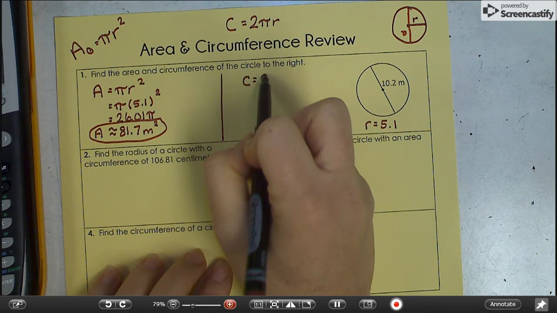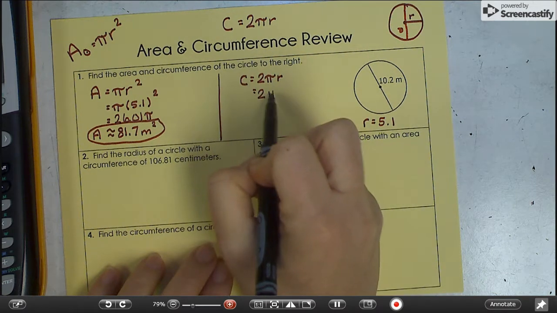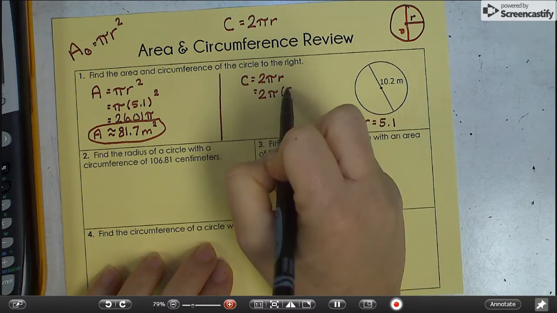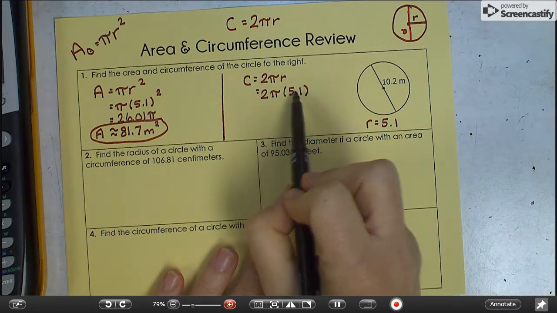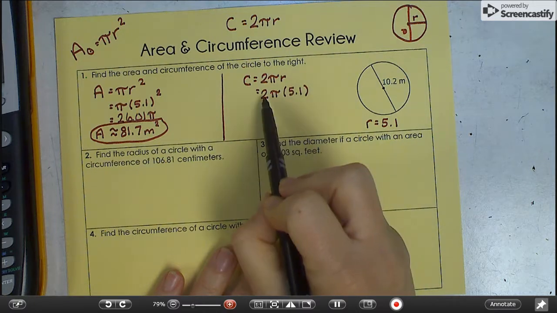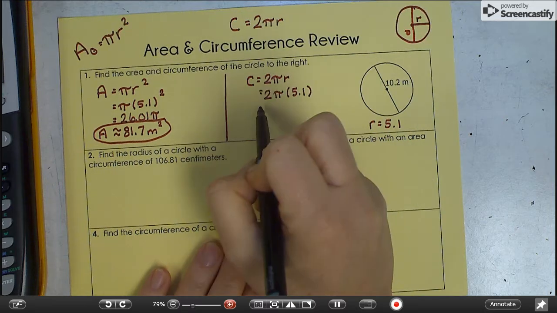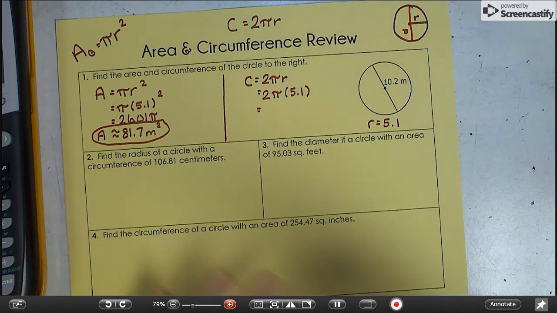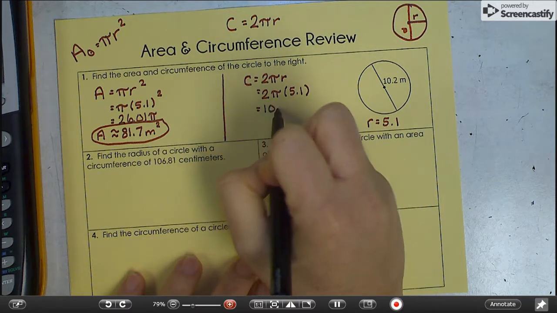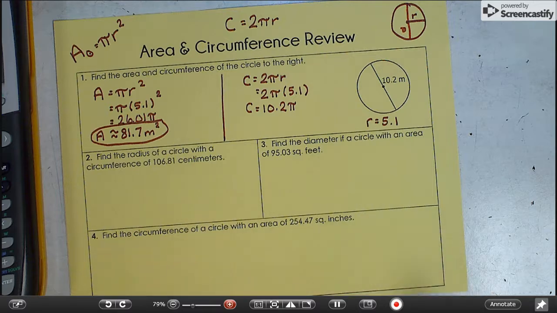Circumference is 2 times pi times the radius. So 2 pi times 5.1. Because of the commutative property, we can multiply the 5.1 and the 2 instead of multiplying across the whole thing in order to leave it in terms of pi. We can basically switch the order of these because the commutative property means that those are still equivalent. So we have 10.2 pi as the circumference in terms of pi. This is the exact circumference of the circle.